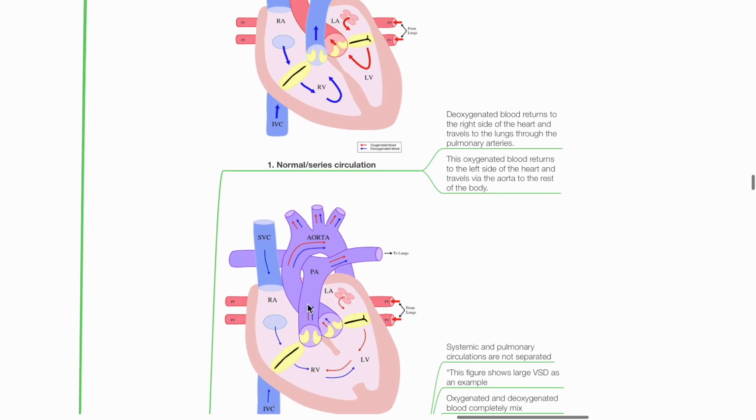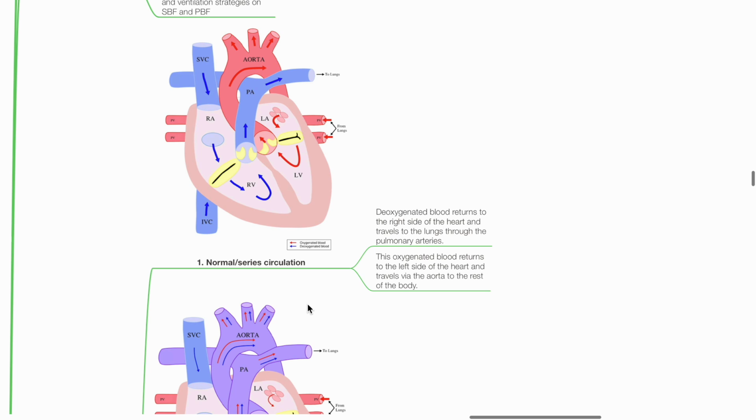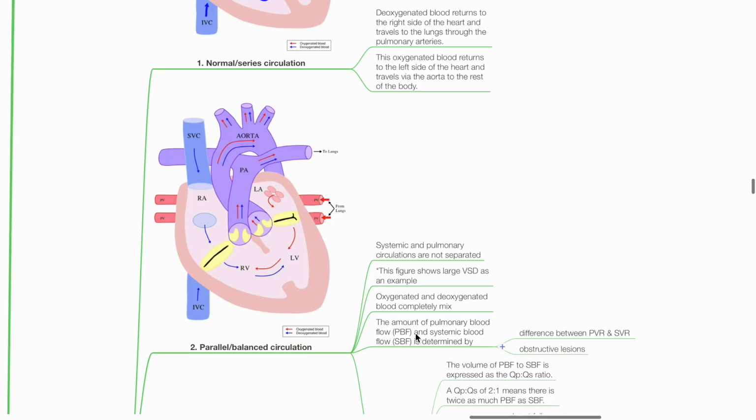Number 1, normal or series circulation, whereby deoxygenated blood returns to the right side of the heart and travels to the lungs through the pulmonary arteries. This oxygenated blood returns to the left side of the heart and travels via the aorta to the rest of the body. The second type is parallel or balanced circulation.